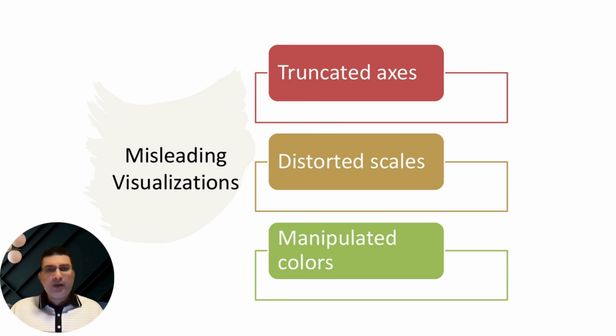Visualizations are powerful, but they can deceive. Examples: truncated axes, distorted scales, cherry-picked ranges, misleading colors, overcrowded plots. These can exaggerate effects, sometimes intentionally, sometimes unintentionally. Either way, they misinform. Ethical visualization means honest scales, clear labels, full context, no manipulation.